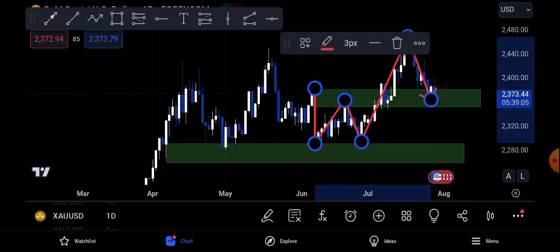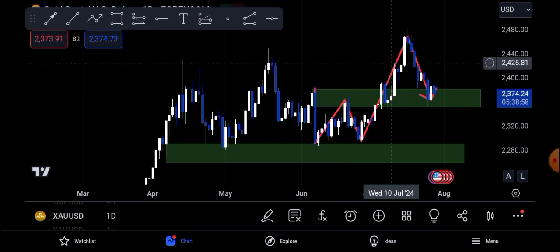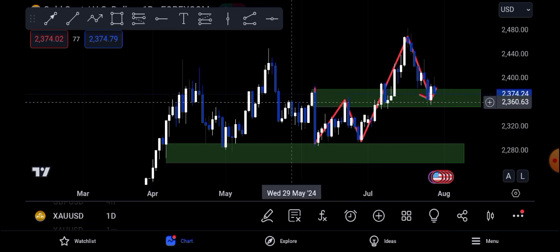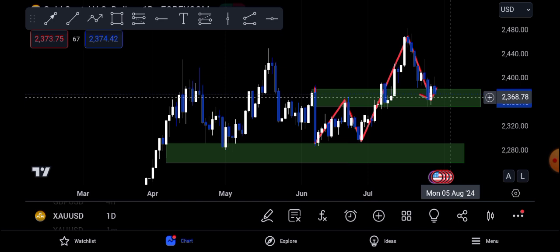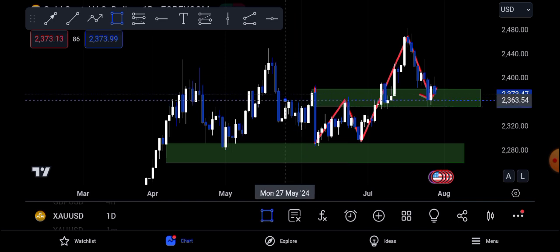Let me take your thinking back over here. You can see here was a kind of resistance. Over here was a kind of resistance, and you can see it's now turning into a support, that is resistance turning into support. You can see twice price bounced off it. Let me just make use of this. You can see it here.